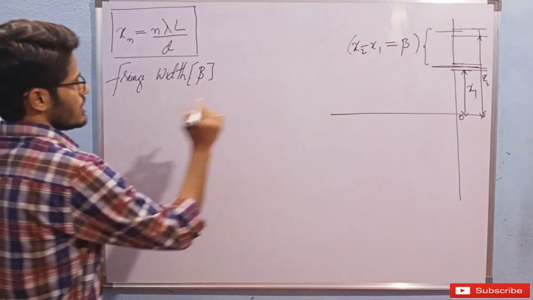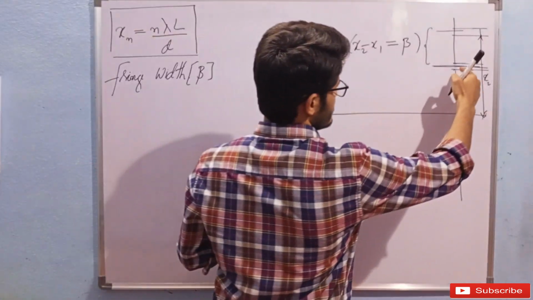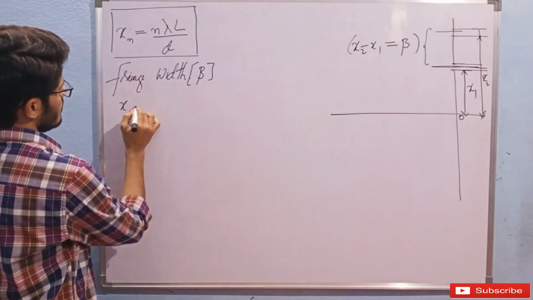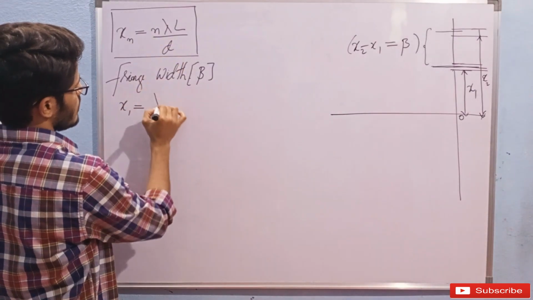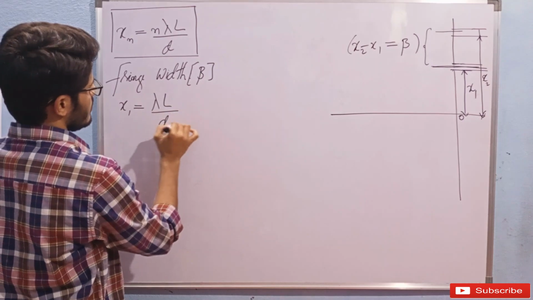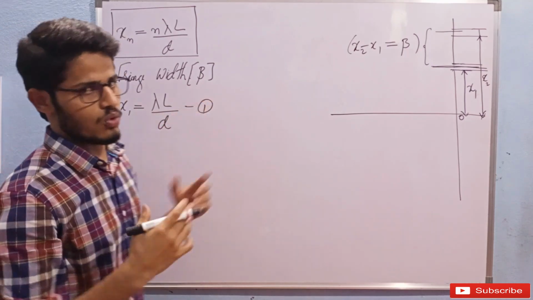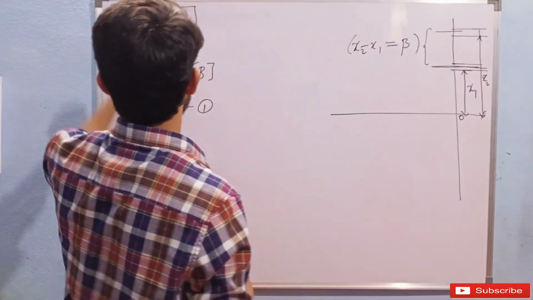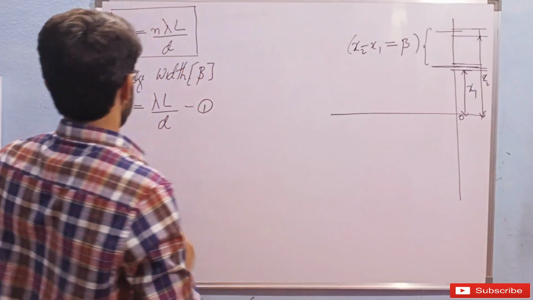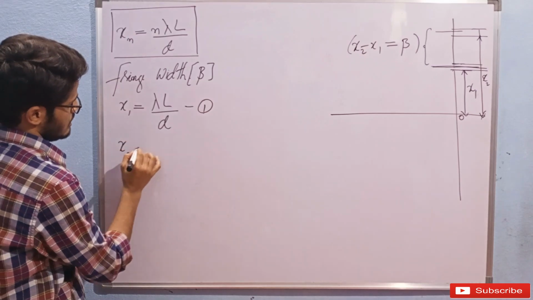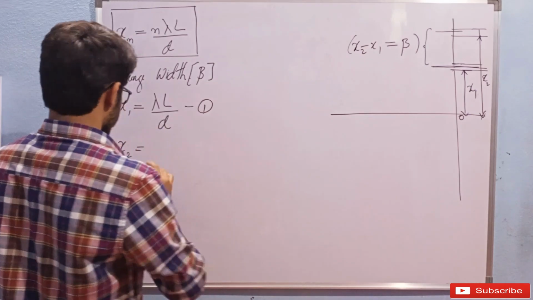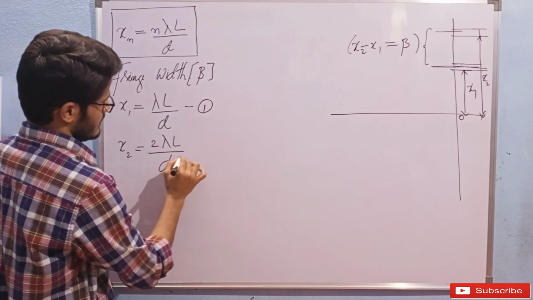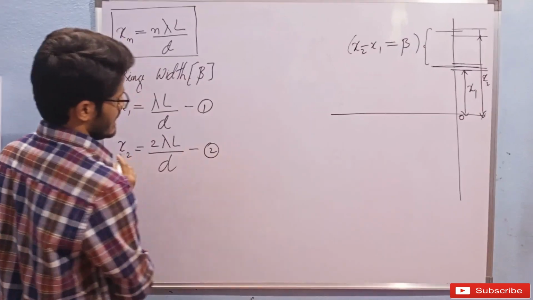So first I'll find out the distance of first bright from O, that is x1. It will be n equal to 1, so x1 is lambda L by d. Let this be my equation 1. And now I have to find out x2. What I have to do? I just have to replace this n with 2. It will be x2 equals 2 lambda L by d. Let this be equation 2.